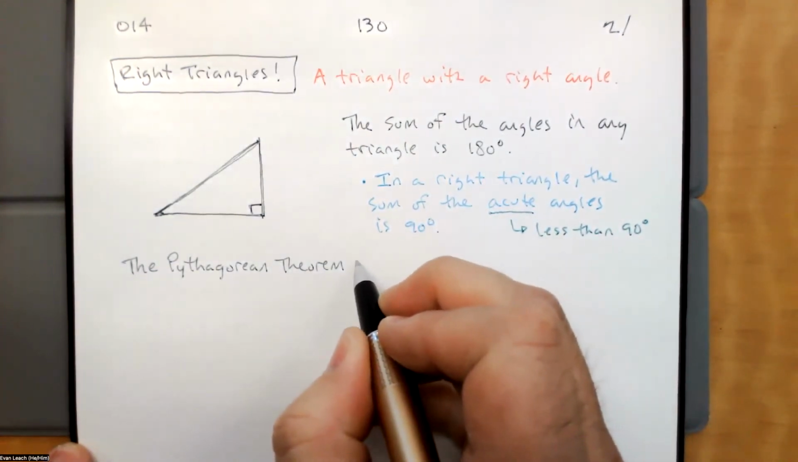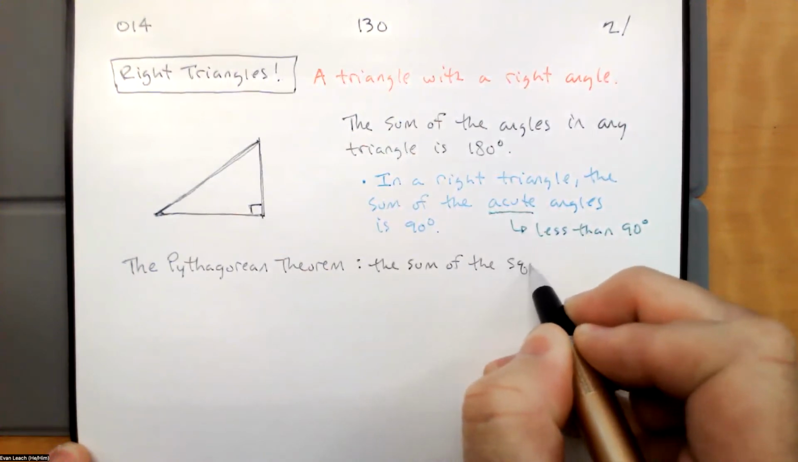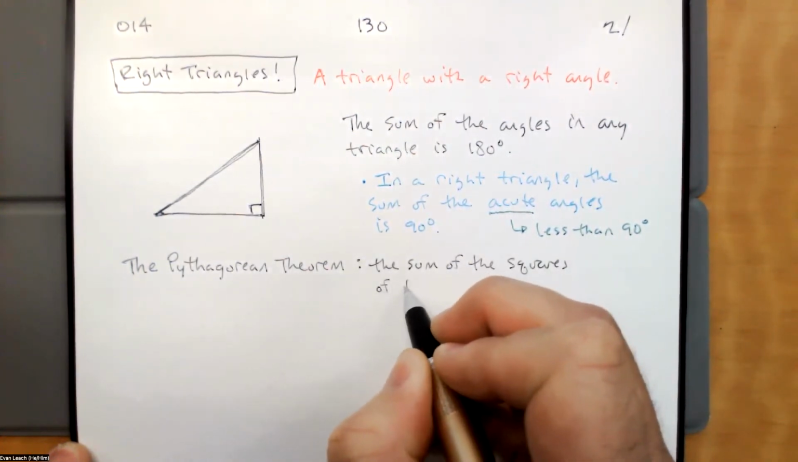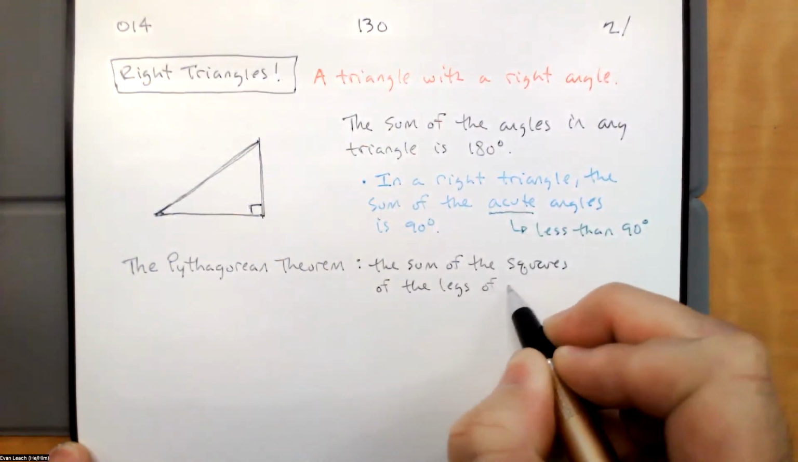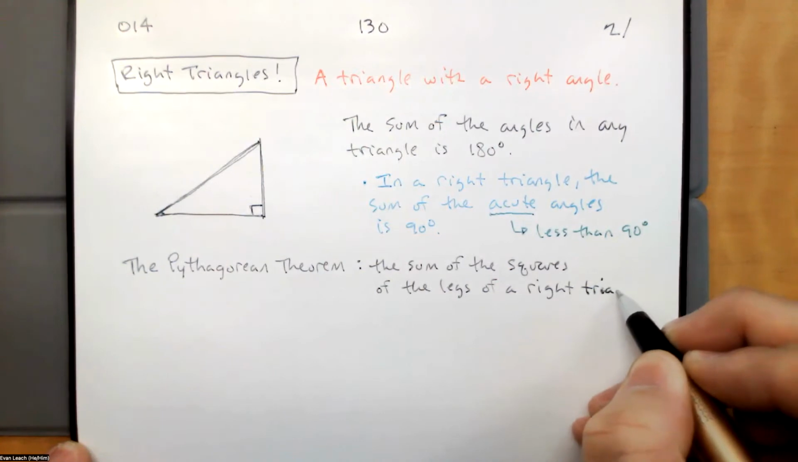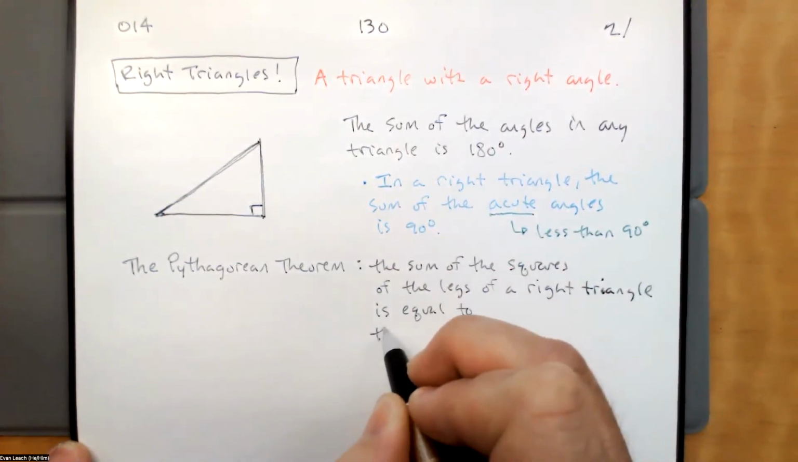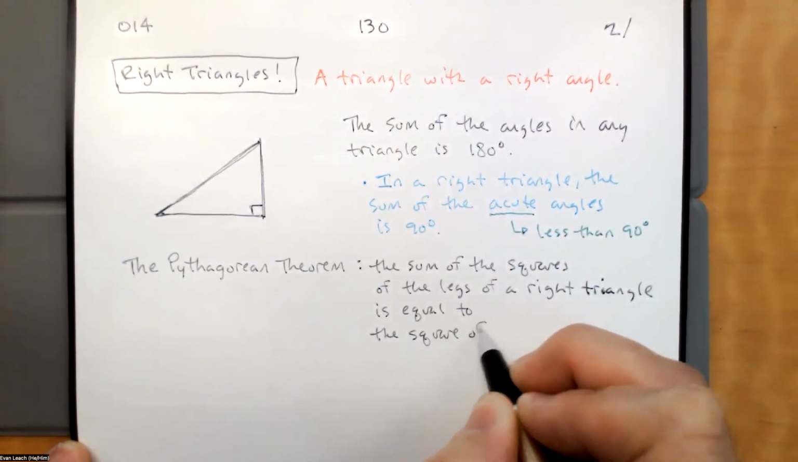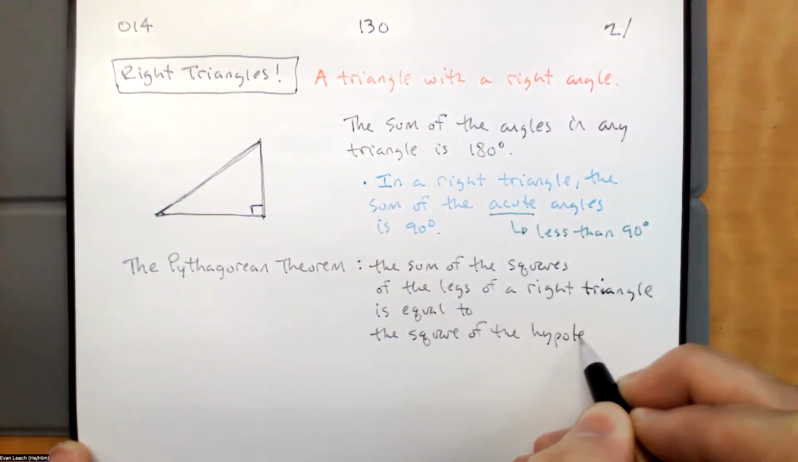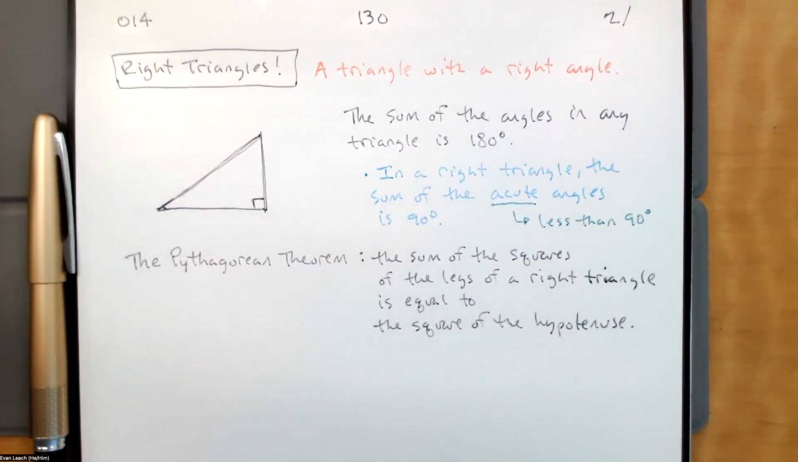So the Pythagorean theorem in words is kind of a pain in the butt. The sum of the squares of the legs of a right triangle is equal to the square of the hypotenuse.